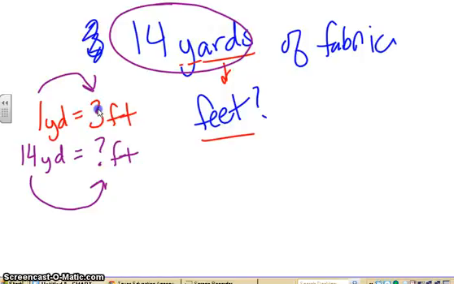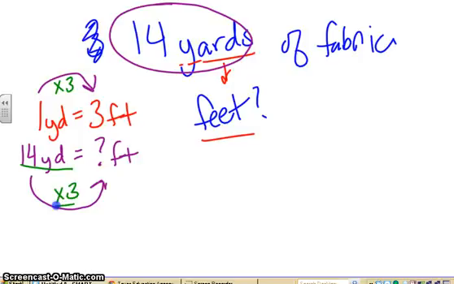Now remember, when we convert things, we have to multiply or divide. We don't ever add or subtract. So what did I have to do to the 1 to make it into a 3? Well, I had to multiply it by 3. 1 times 3 is 3. Whatever we do to the top, we have to do to the bottom. So if I did the times 3 to the top, I gotta do times 3 to the bottom. So how am I going to figure out how many feet are in 14 yards? I'm going to take 14 yards, multiply it by 3, and I'll have my feet.